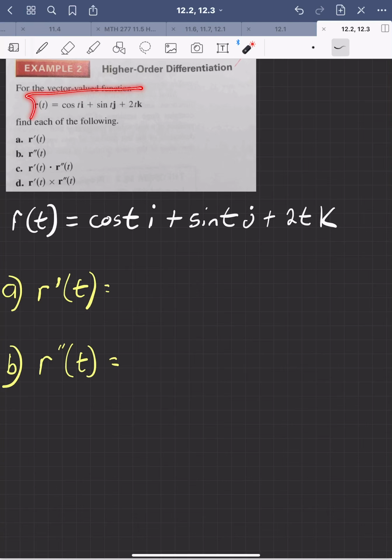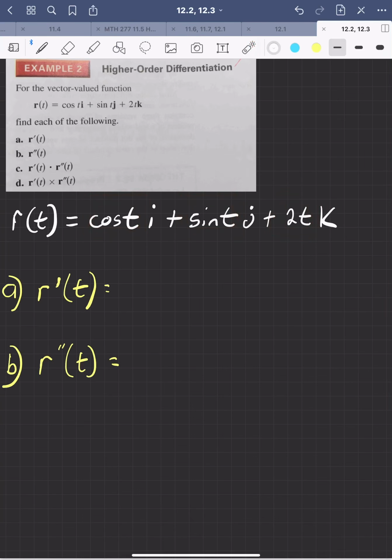So you're given some vector valued function, and you are asked to take the first and second derivative of that. So that's what we're going to do right now. We'll go through this quickly. So remember that when you're taking the derivative of a vector valued function, we are simply going to take the derivative of each component with respect to t.